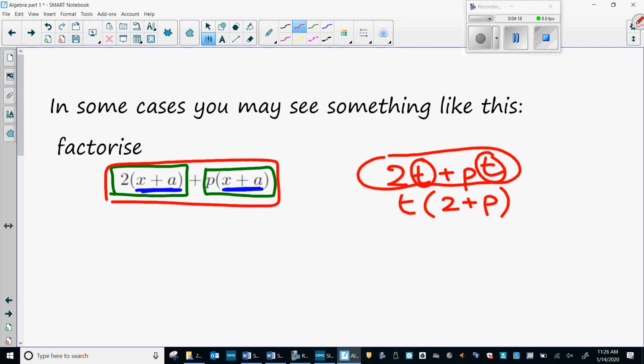So when we are factorising this expression, we're going to bring the x plus a to the front, and we're then left with 2 plus p. So the bracket is what is common, and what's left goes inside the other bracket. So here we don't have just one bracket, we end up with 2 brackets. This is still factorising, because factorising is looking for common things and rewriting the expression in a different way using brackets.